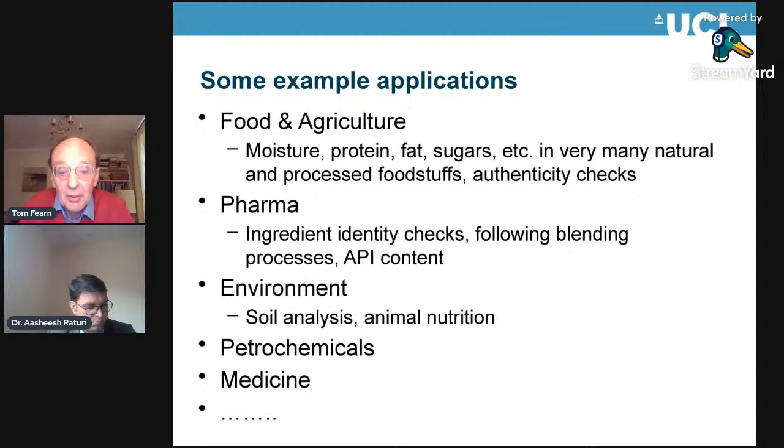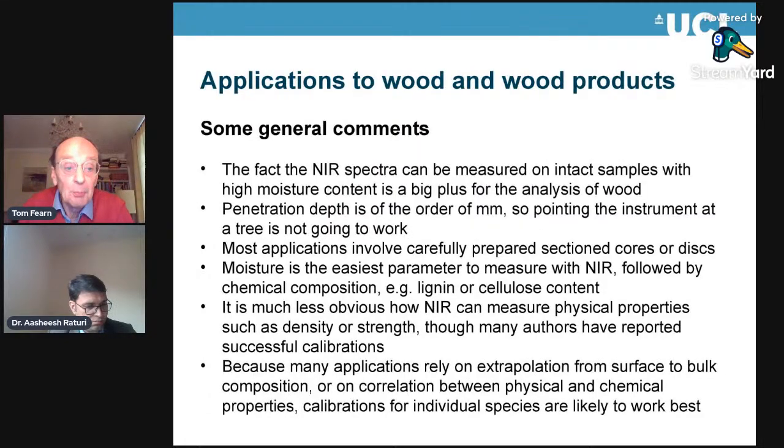I'll leave myself time to talk a bit about applications in wood, which I know Ashish is particularly interested in, and I think some of the rest of you may well be interested in too. The big plus, I think, for using NIR spectra on wood is that it works on wet samples, and most wood is pretty wet. Well, not soaking wet, but IR wouldn't work on it unless you dried it out a lot.